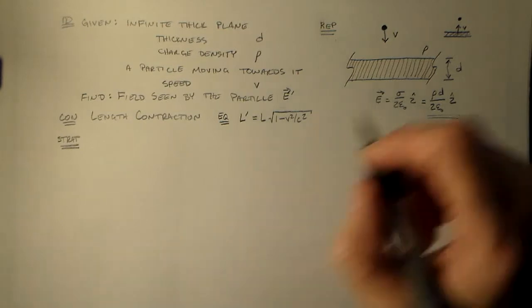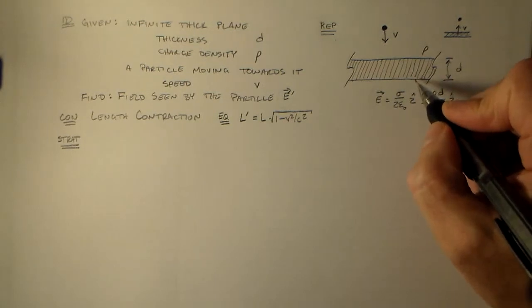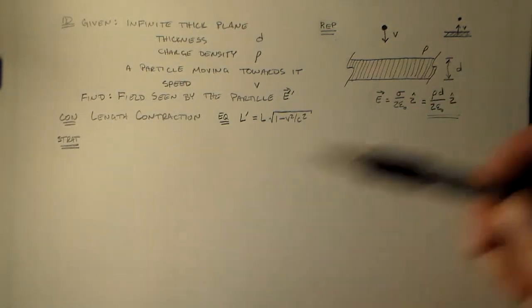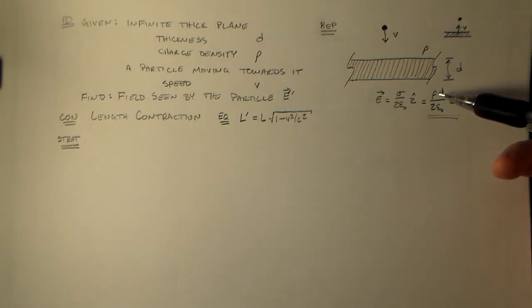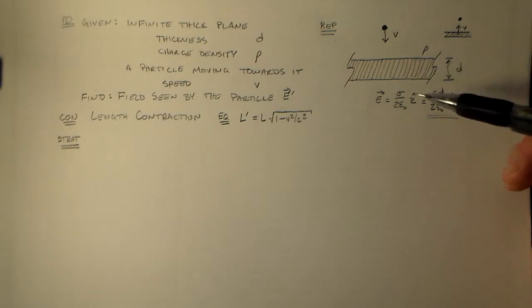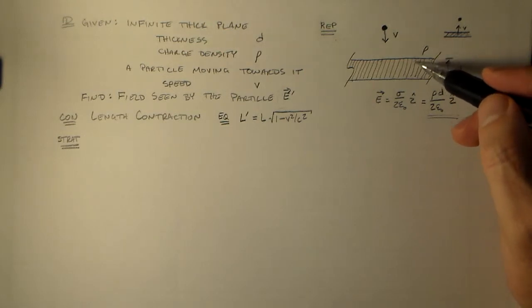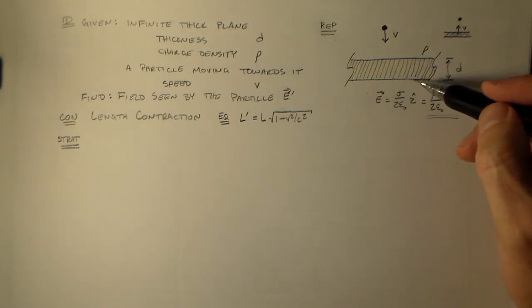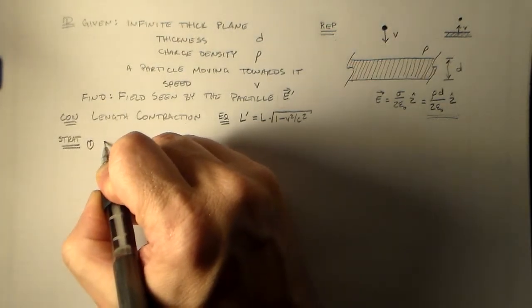Well, we're doing this relativity thing. So the first thing we have to do is say, well, what happens to this plane? We want to figure out what the field is, which means we want to figure out what the charge density is, and we might want to figure out what this distance is. To figure out the charge density, we're going to have to figure out what happens to this thickness. So that's the first thing I'll do: I'll contract the plane.